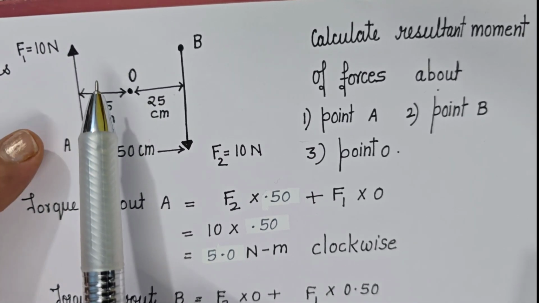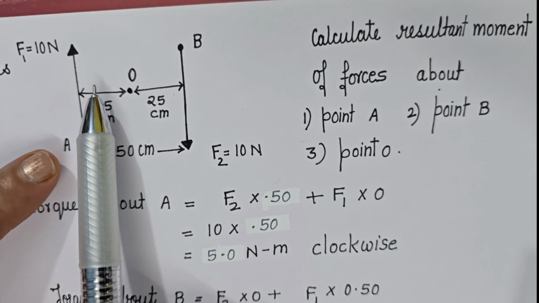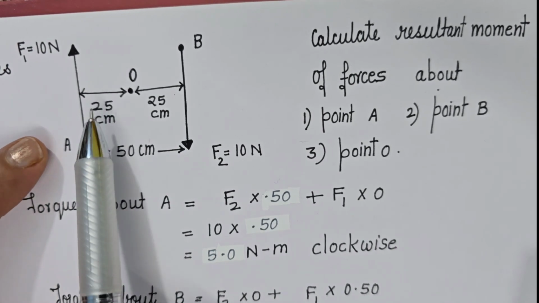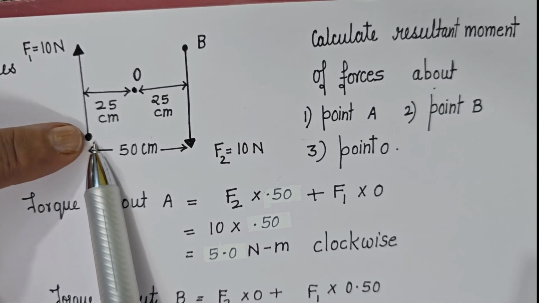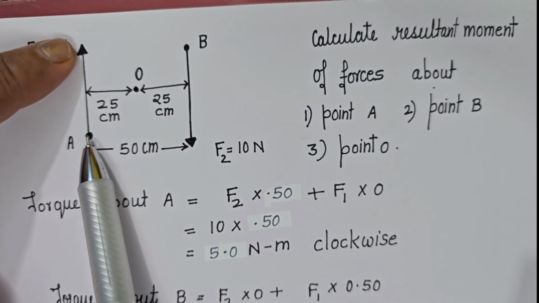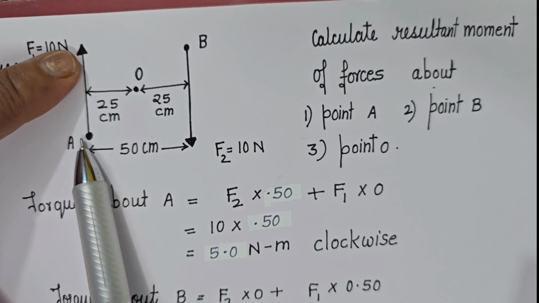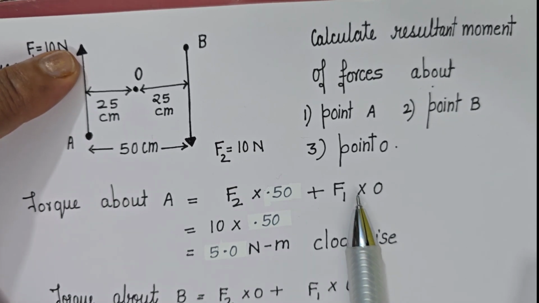Carefully understand, because this question will clear all the concepts of torque. First, I will calculate the torque about A. See, F1 is passing through A itself. So the perpendicular distance of F1 from A will be 0.